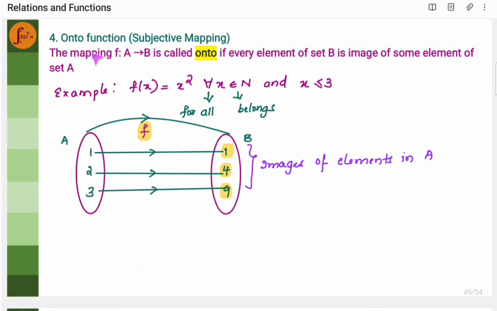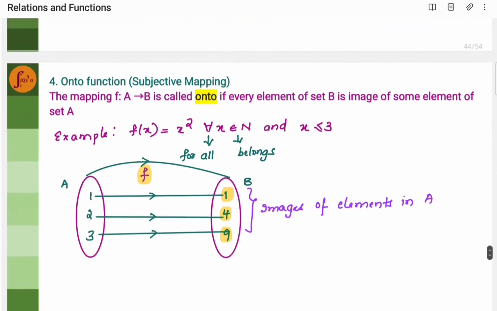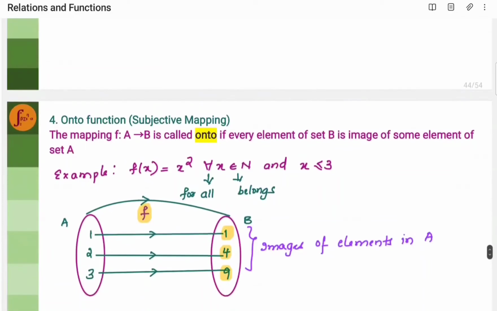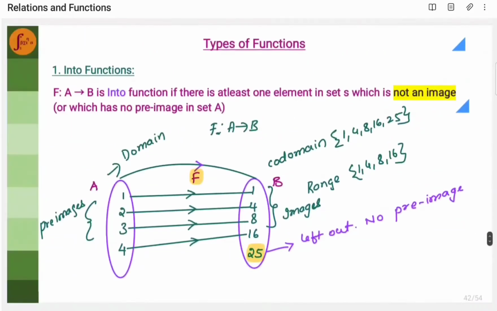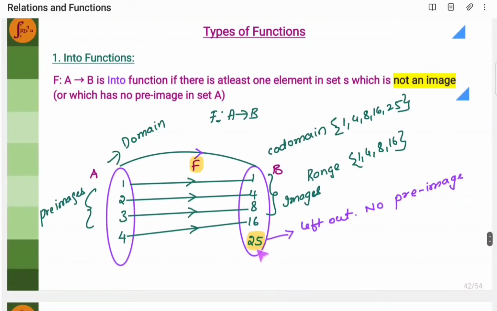Onto function. Onto function is also called a surjective mapping. Now if you see, both one-to-one and onto look similar, with a small difference. Onto means every element in set B should have a mapping to some element in set A. Basically, all of these elements should become the images for elements in set A. You saw in the first type, let's go to the first type, 25 was left out from set B. But in onto, every element should have a mapping.